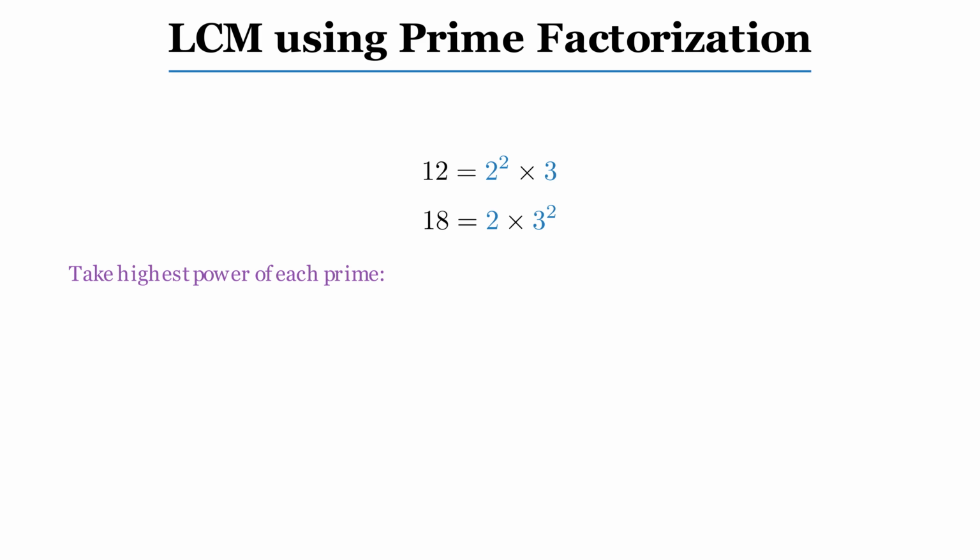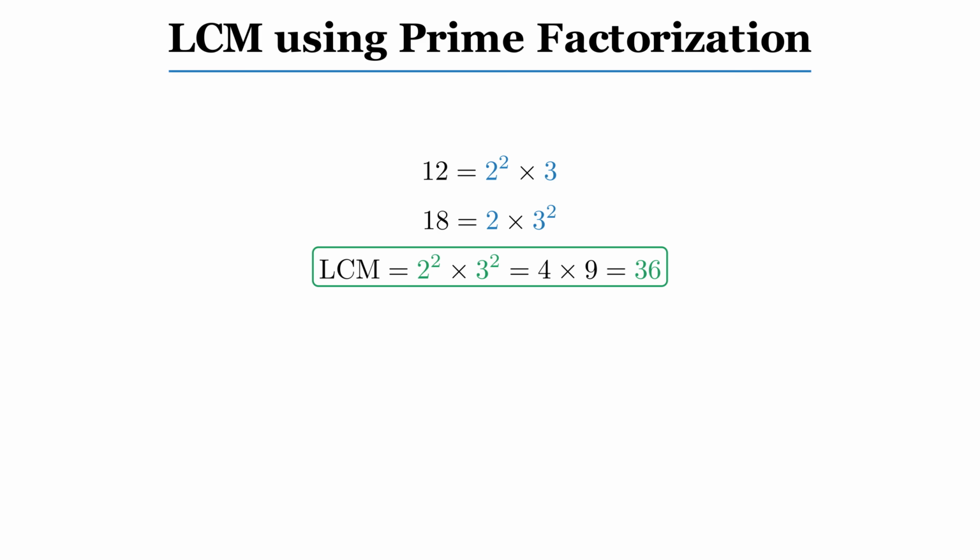Now, to find the LCM, we look at all the prime numbers involved and choose the highest power of each prime number. For the prime number 2, the highest power is 2 squared. For the prime number 3, the highest power is 3 squared. Then we multiply these highest powers together. So the LCM becomes 2 squared times 3 squared equals 4 times 9 equals 36. That means 36 is the smallest number that both 12 and 18 can divide exactly.